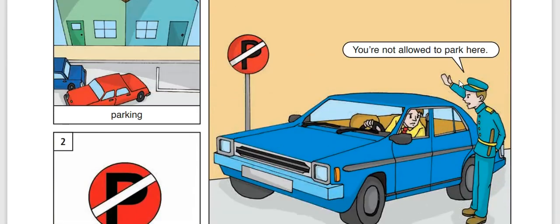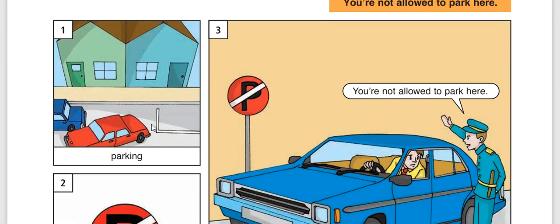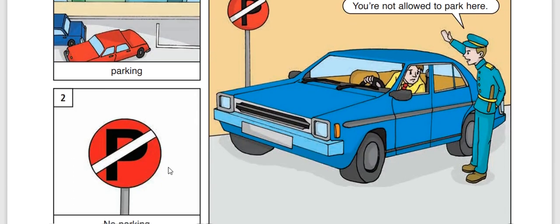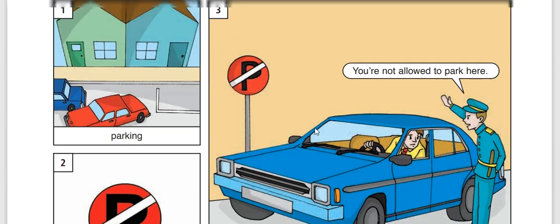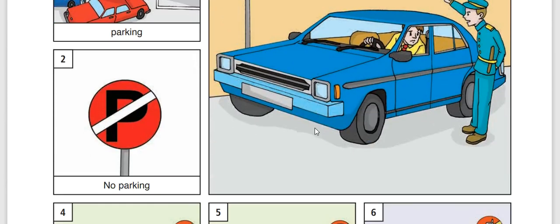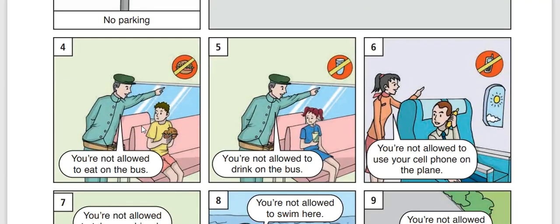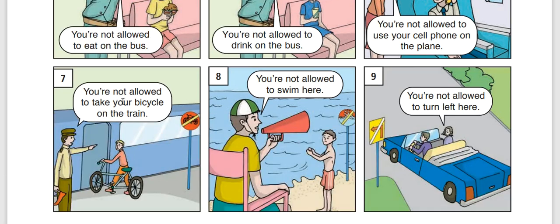Let's revise this. 1, 2, 3, 4, 5, 6, 7, 8, and picture 9. Let's move to the next one.